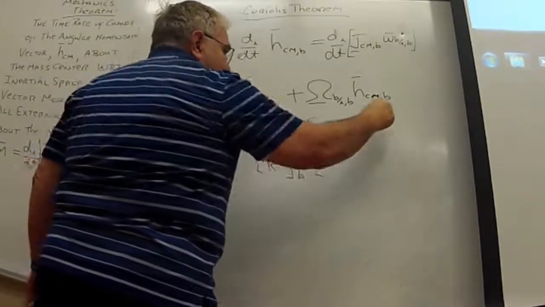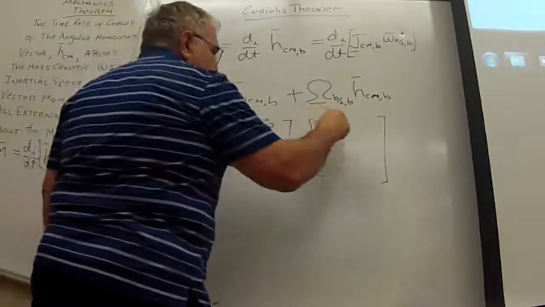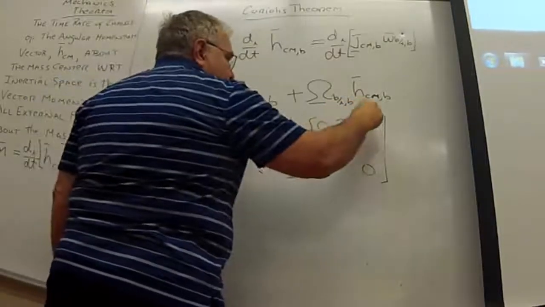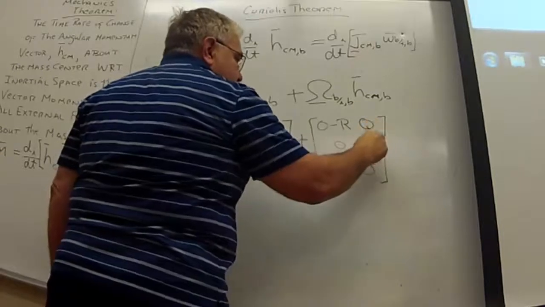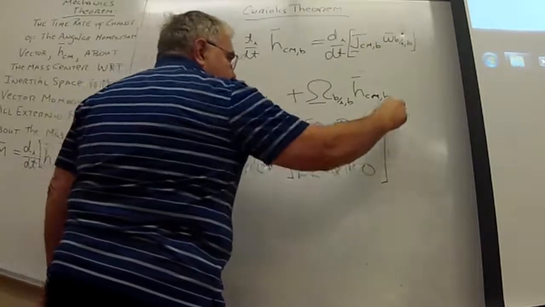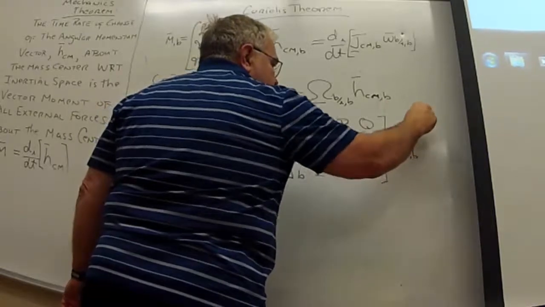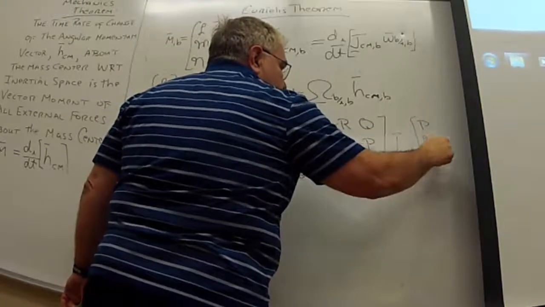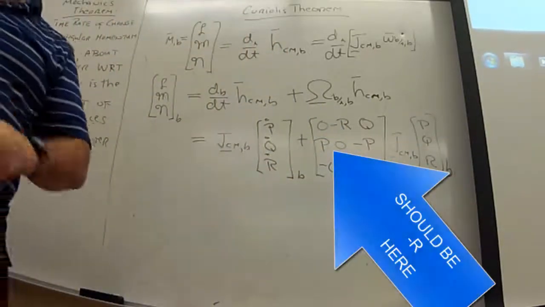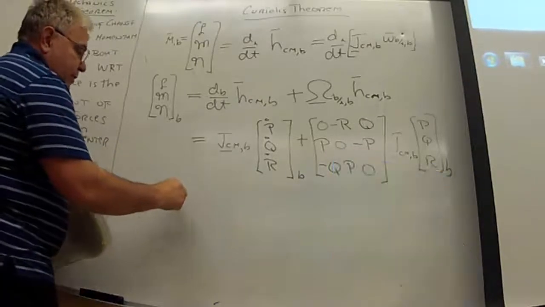What is cap omega bi? Well, it's skew symmetric. It's minus the z component, R, the y component, Q, and minus the x component, P, and then the negatives across the diagonal, like so, and then again times H, which is JCMB times P, Q, and R. So we're almost done. All you've got to do now is put JCMB in there.